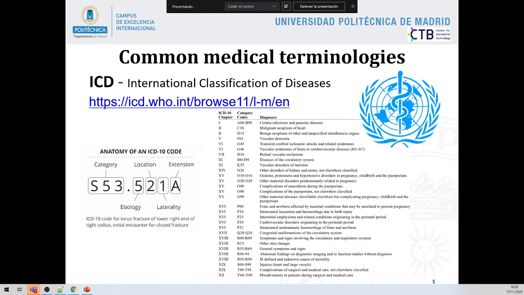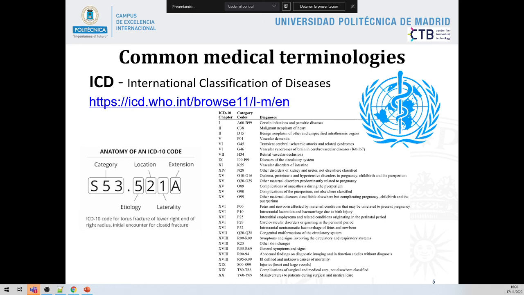And the cool thing about the ICD classification is that it provides a three-part structured identifier. One part of the identifier says which category we are talking about, another number says which etiology, and another the localization. So with the entire code, we can have different information about the disease.